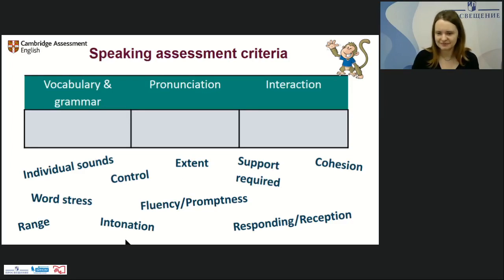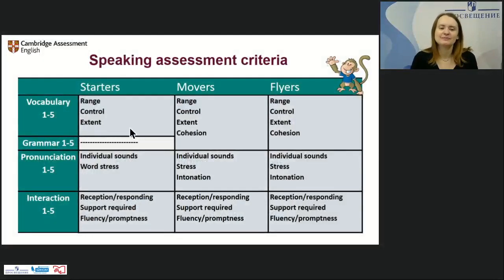Okay, let's have a look. I'll get you out of your misery. So, this is a bit bigger than the previous one. And you can see that for vocabulary and grammar, extent goes into vocabulary and grammar. We also have range, control, and for higher levels, for movers and flyers, we have cohesion.